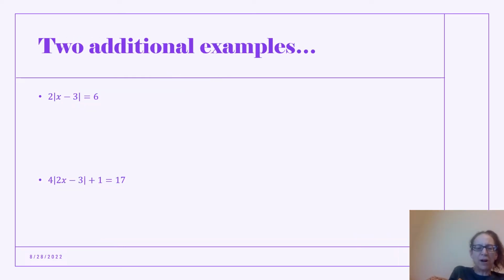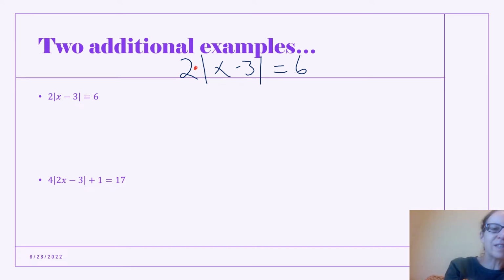This just gives you a little bit more of an idea of what these problems can look like. So in this first example, we have 2 times the absolute value of x minus 3 equals 6. What you don't want to do is distribute the 2 through, because it only works half the time. So we don't want to do stuff that only works half the time. Now, what we can do though is notice that that is multiplication. And so you think to yourself, okay, how do I undo multiplication? Oh, that's right, with division. 2 divided by 2 is 1.